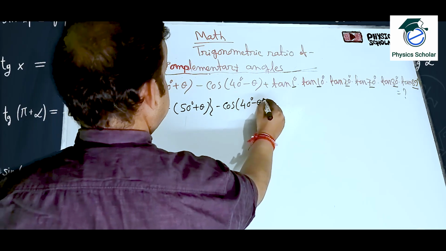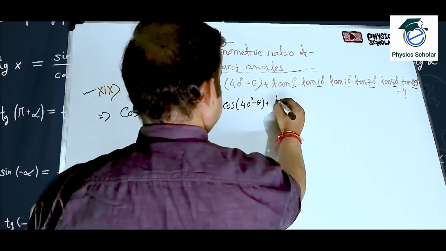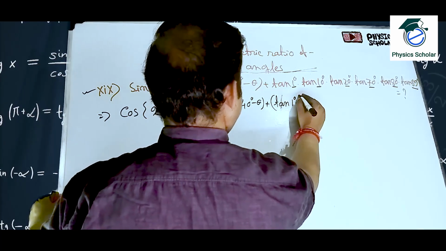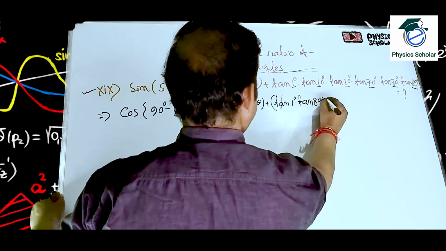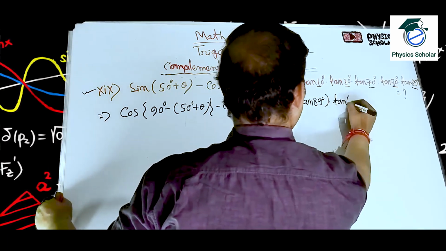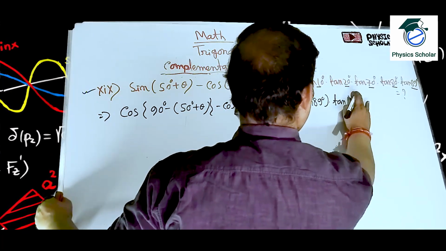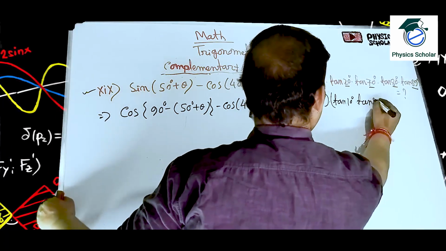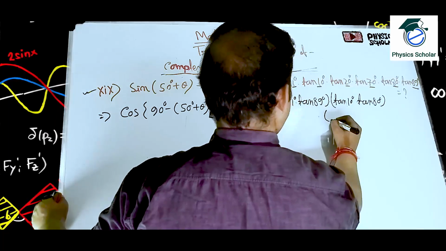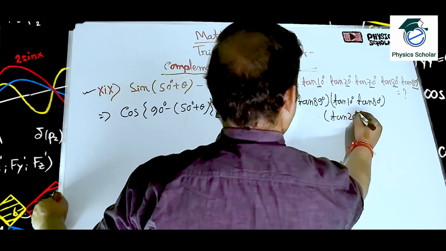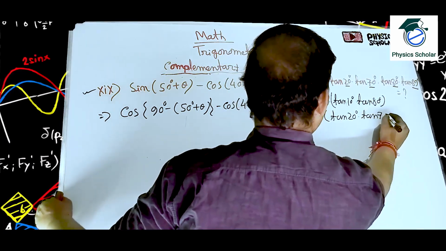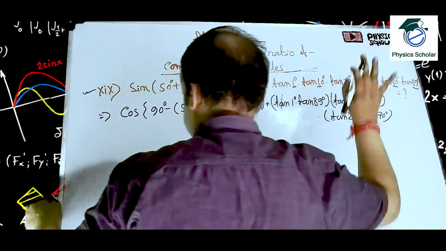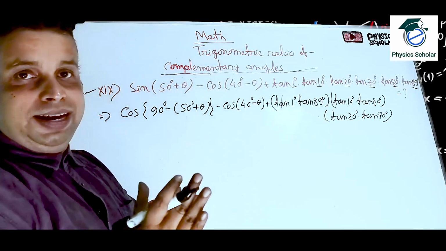40 degree minus theta plus we are now writing tan 1 degree into tan 89 degree into tan 10 degree into tan 80 degree into tan 20 degree into tan 70 degree. So 2, 2, 4 and 2, 6. Okay. 1, 2, 3, 4, 5, 6. Clear? So we are writing the complementary angles together.